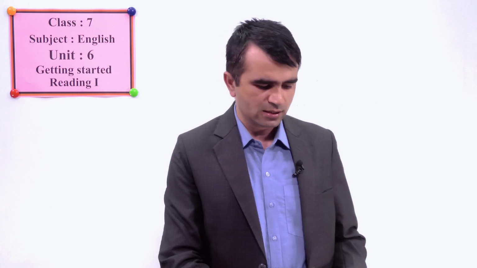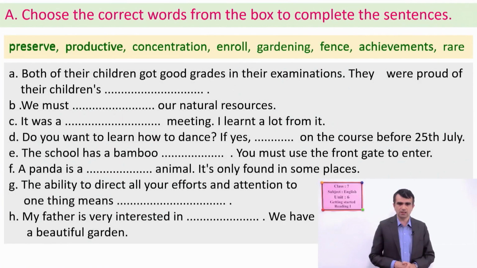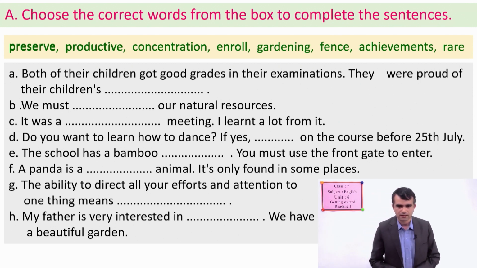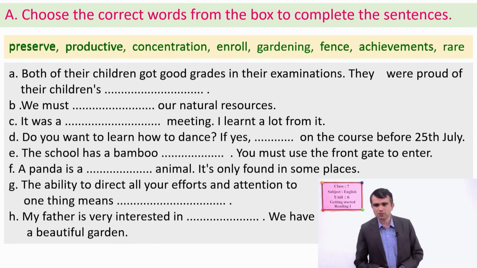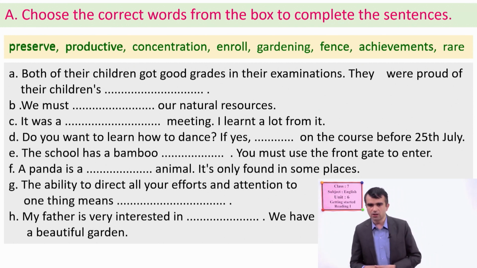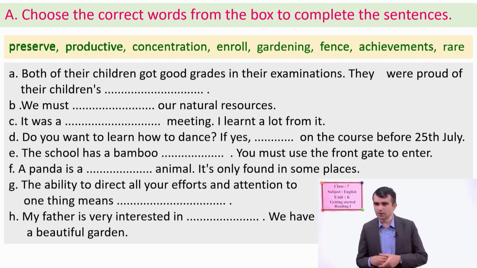In your book, page number 58, there are exercises A, B, C. Let's move to that. First, there is choose the correct words from the box to complete the sentences. Can you see? And in the box, what words are given? The highlighted words from the passage are given here. They are preserve, productive, concentration, enroll, gardening, fence, achievements, and rare.